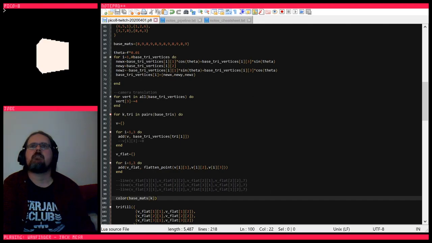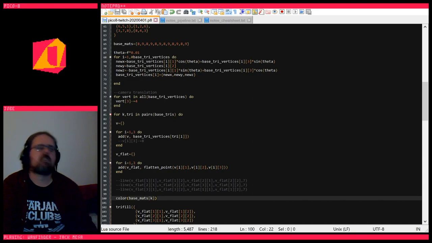And let's see if that works. Yes, it works, but now you notice that it kind of looks weird. That's because we are not sorting the triangles properly. We need to do that, because it needs to draw the back triangles first.